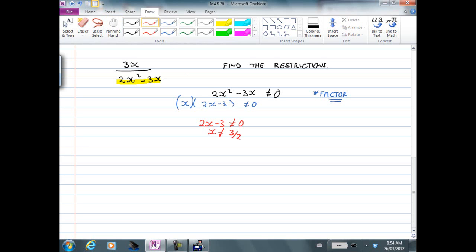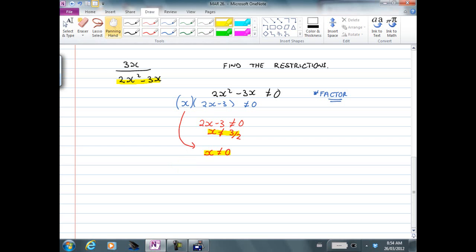But there's one more answer that people are forgetting. What's the other answer? x cannot equal, Harmeet, you had it, I think. x cannot equal 0. Because, look, there's another bracket. If this bracket equals 0, my denominator is 0. That's bad. So really, I have two answers. One, x cannot equal 3 over 2. And x cannot equal 0.